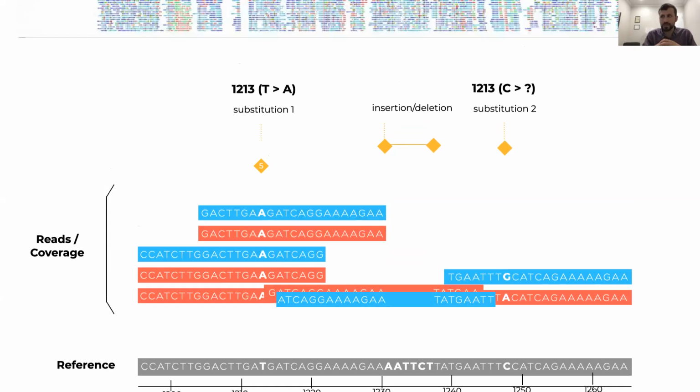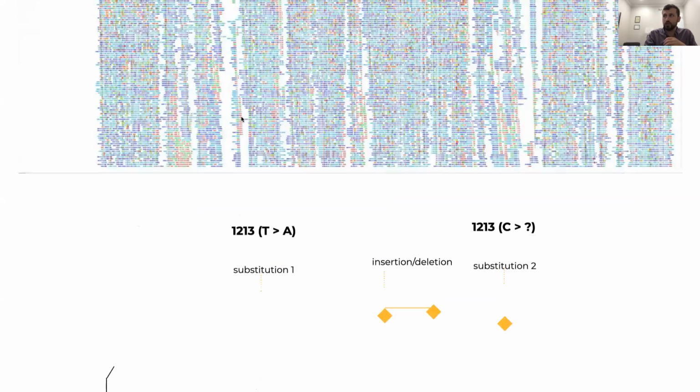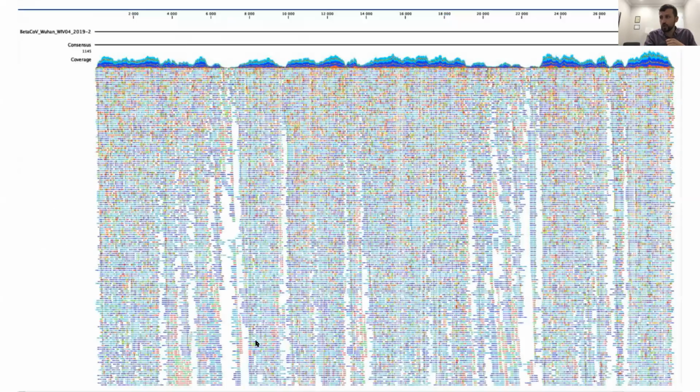So here you can see a collection of reads. Each one of these lines is a read mapped onto a reference genome. So what is this reference genome? This reference genome is called beta coronavirus, Wuhan Institute of Virology 04, 2019-2. This is the code name, this is where it came from. It's a beta coronavirus sequenced in Wuhan.